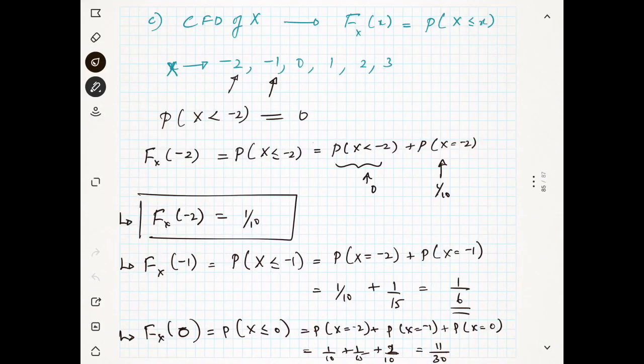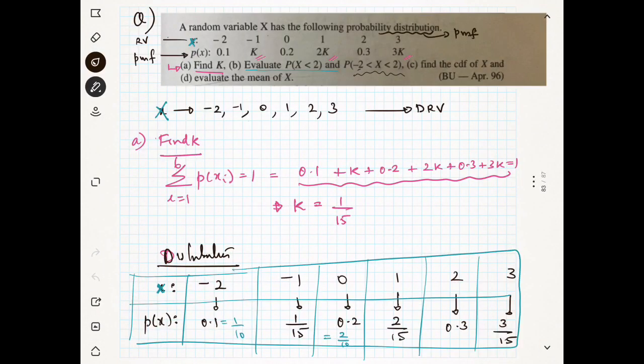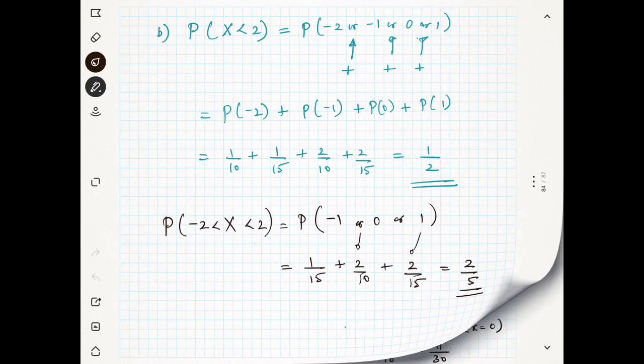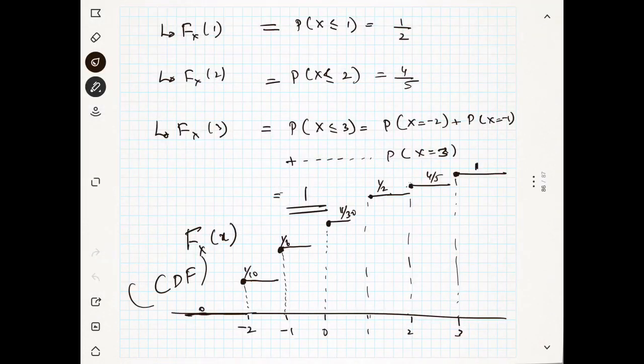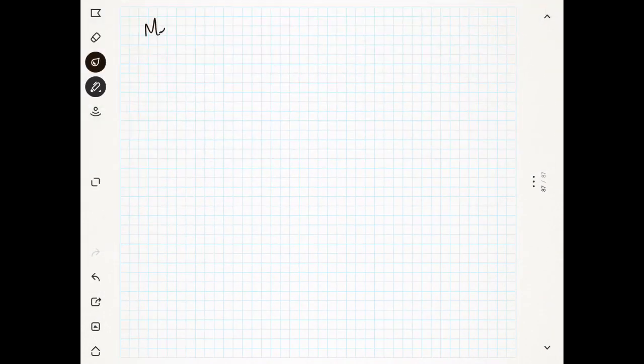Now we have one more part in this problem, so we will discuss that too. You can see here, this is part D: evaluate the mean of the random variable. So what is the mean of the random variable?